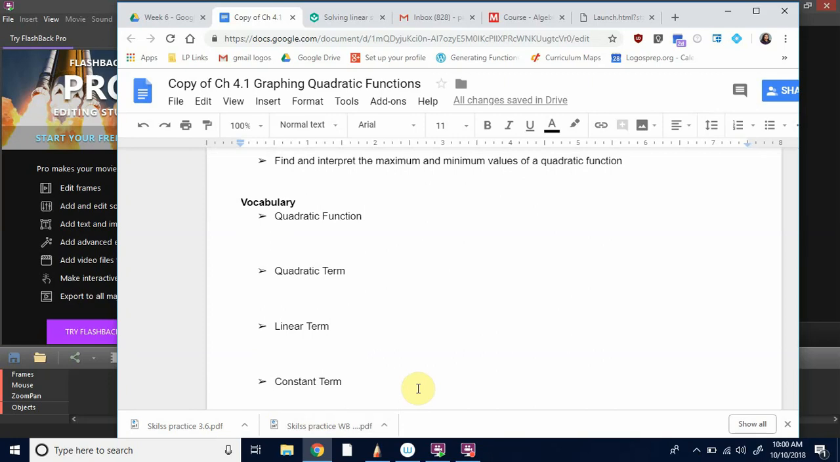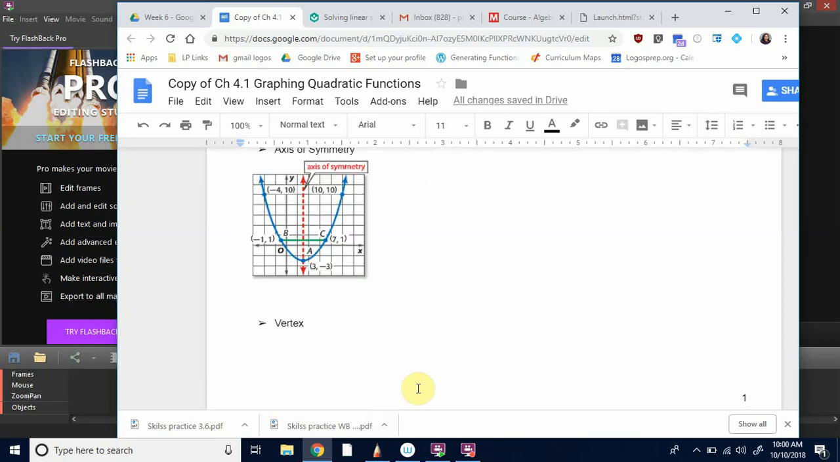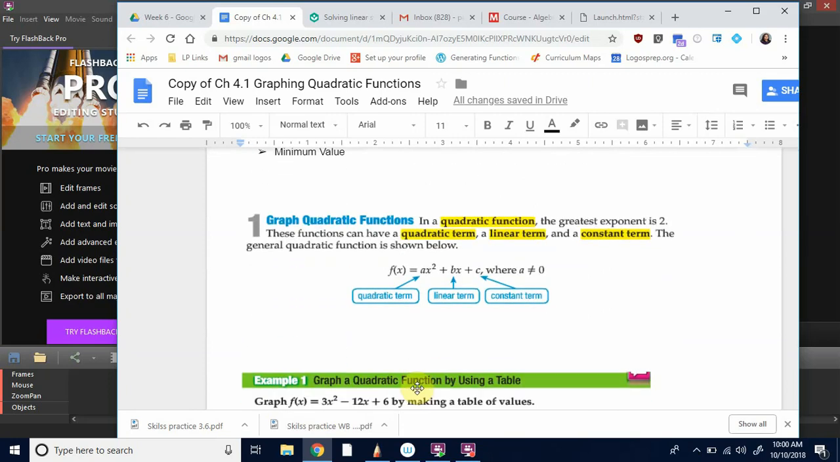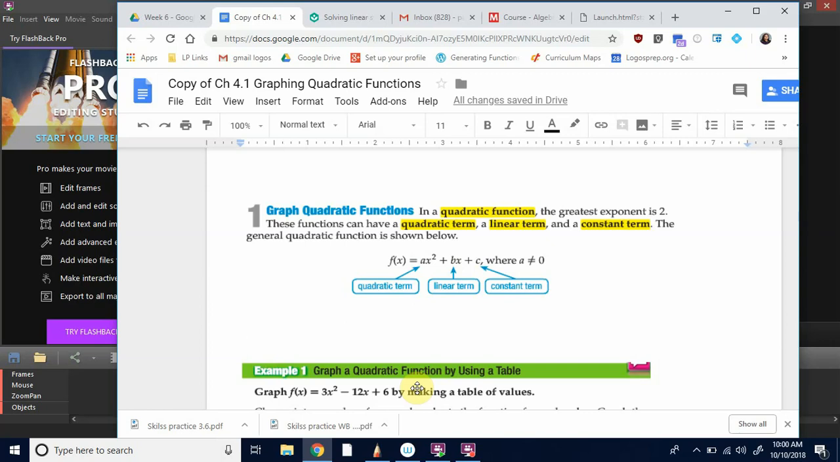I'm going to give you the vocabulary definitions, and then we'll dive right into the problems. So the first one is a quadratic function. The quadratic function has the greatest exponent of 2. Okay, so you see f of x equals ax squared plus bx plus c. Then it's got 3 terms.